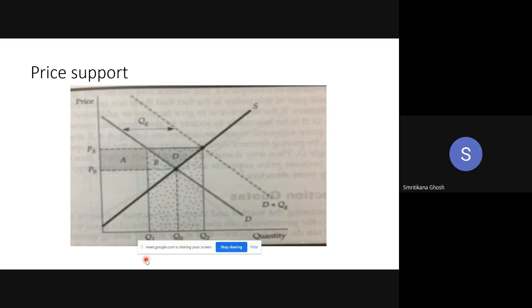Ma'am, what is written below? Q0, Q1, Q2. Just a minute. Wait. Q0, Q1, Q2.